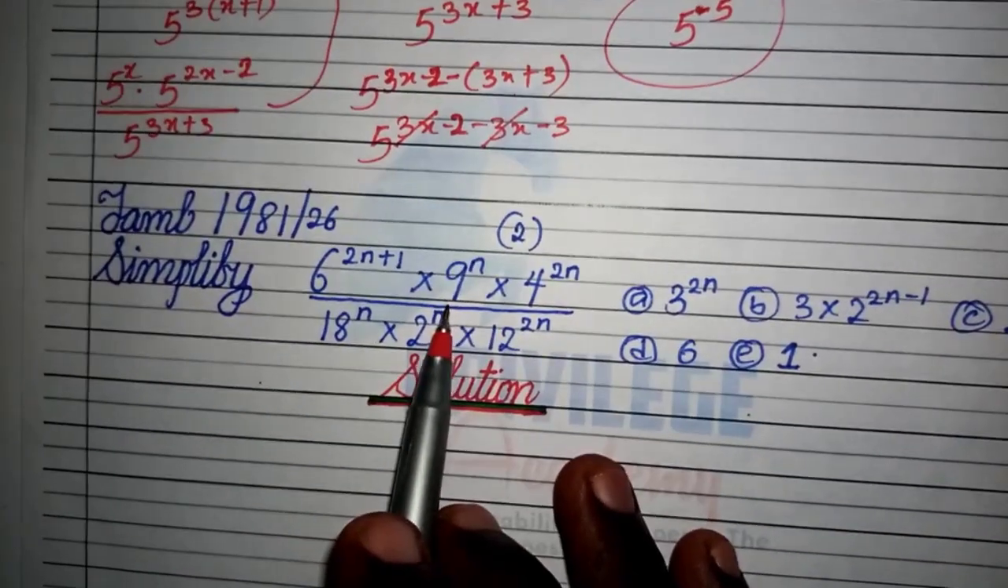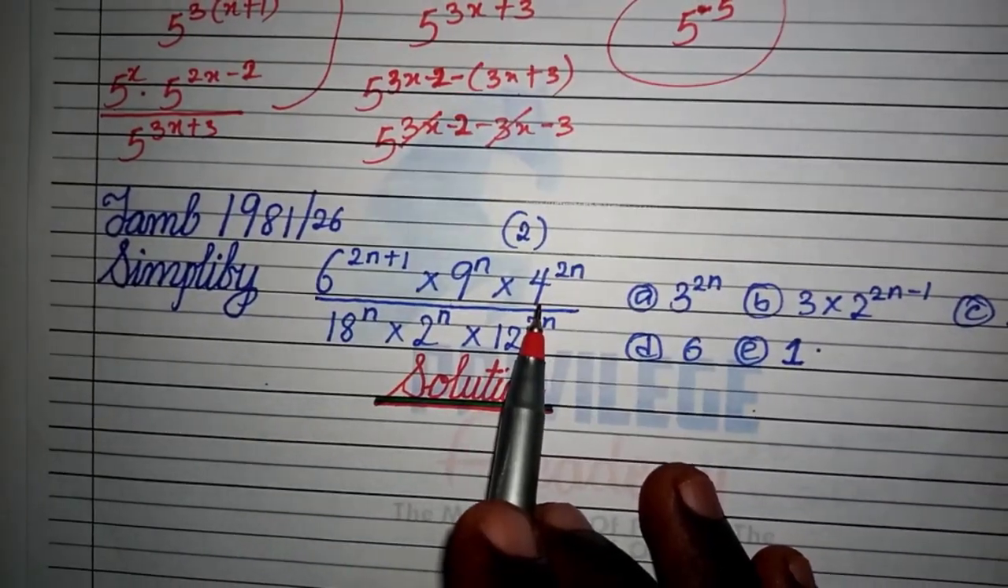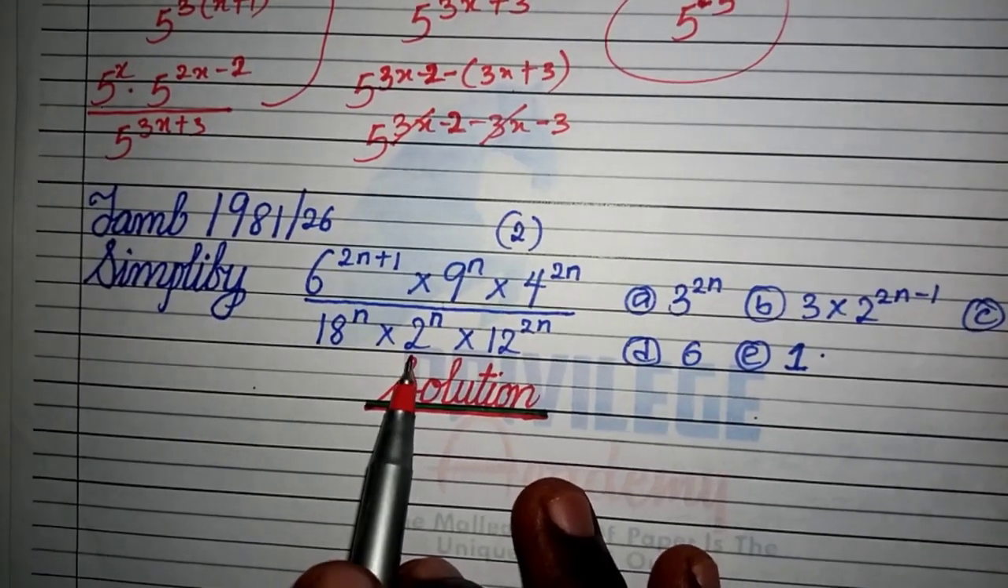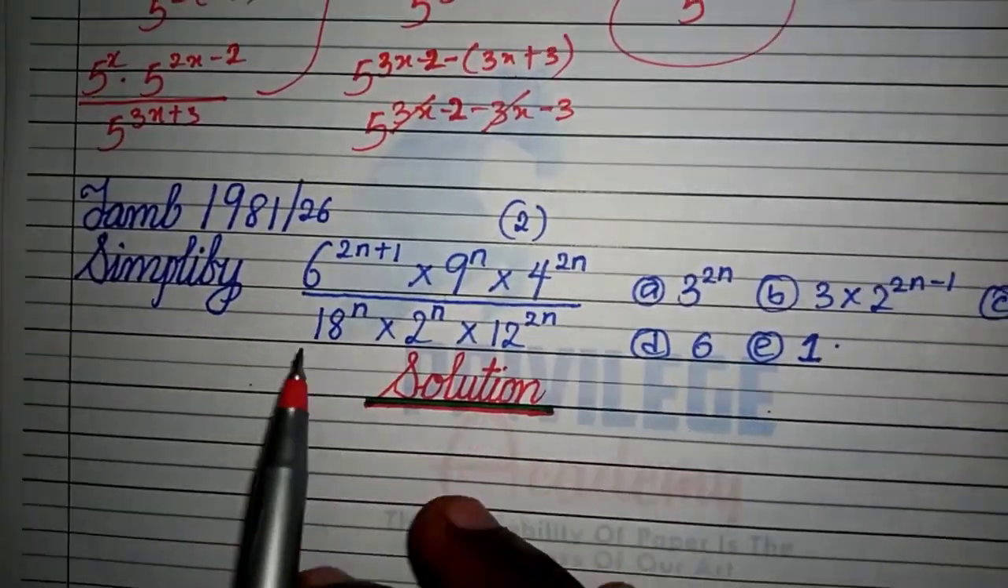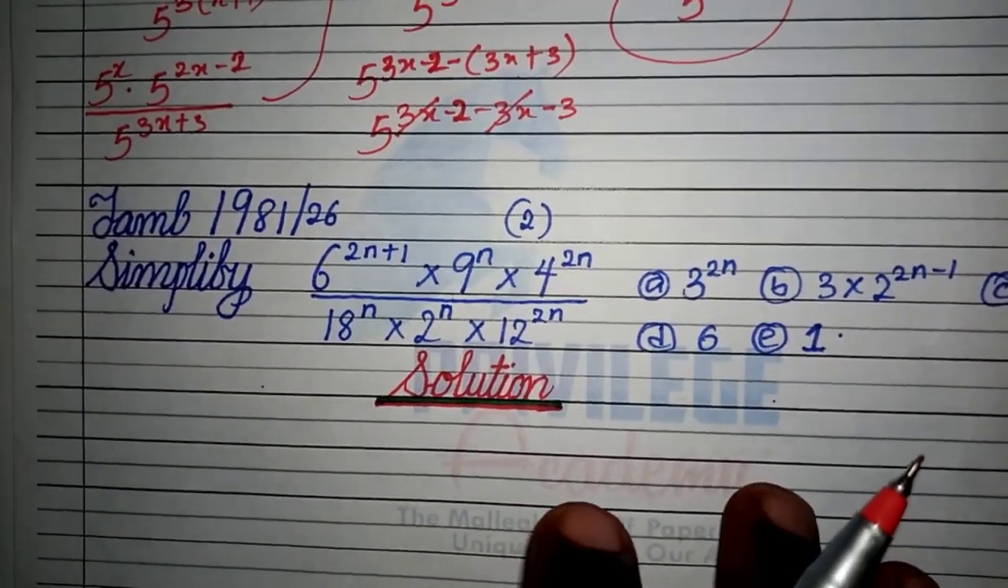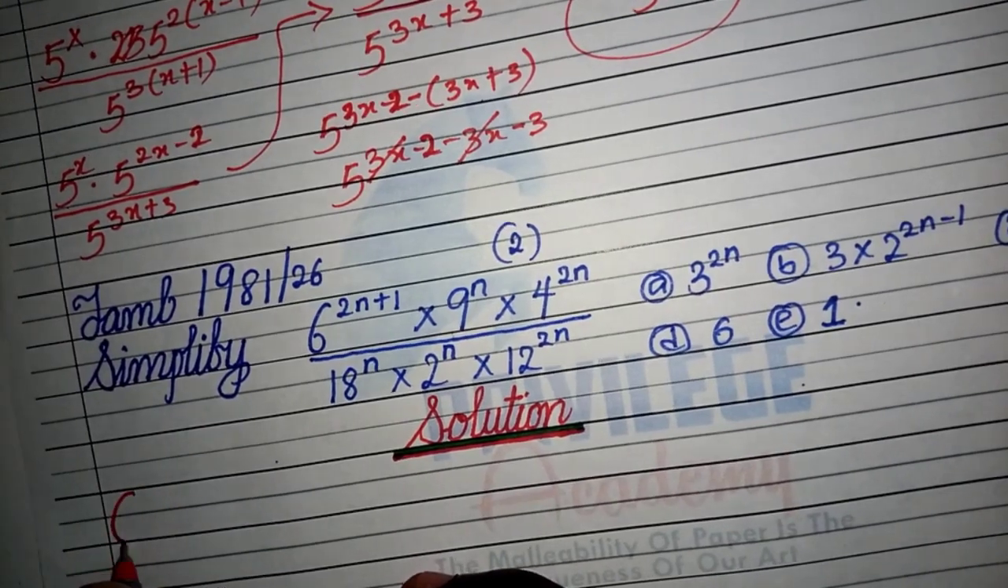But we can write 9 as 3 to the power of 2. We can write 4 as 2 to the power of 2. We can write 2 as 2 to the power of 1. All these ones that cannot be written as a power of anything, we can break them into products. That is what you should do.